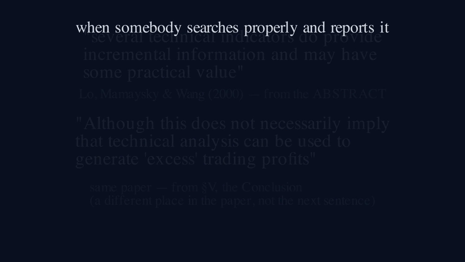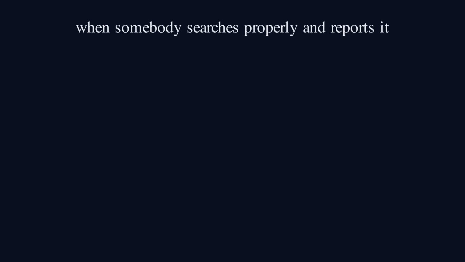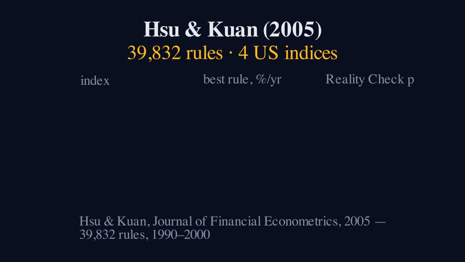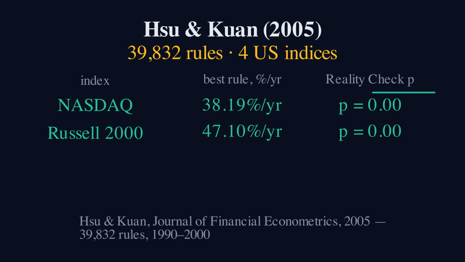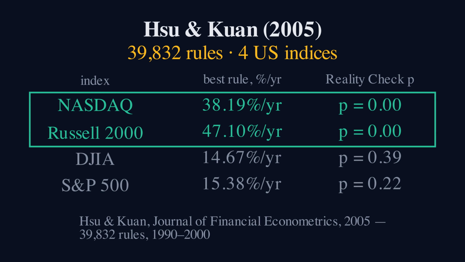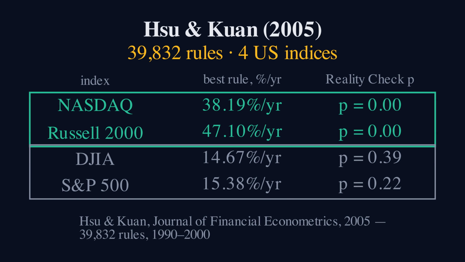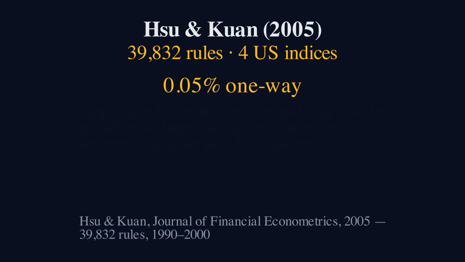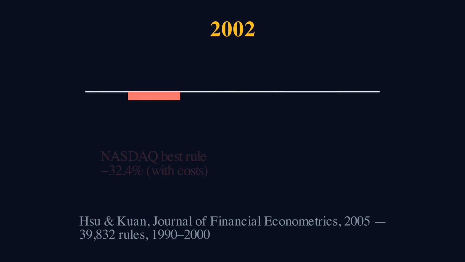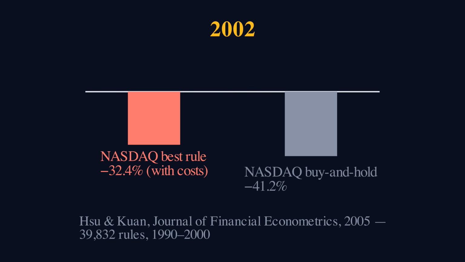Now look at what happens when somebody searches properly and reports it. Hsu and Kuan tested 39,832 rules across 4 American indices. They found genuinely significant winners for the NASDAQ and the Russell 2000 in the 1990s. For the Dow and the S&P 500, nothing significant at all. Their assumed cost was 0.05% a trade. In their words, underestimated for non-floor traders. Their NASDAQ winner then lost 32.4% in 2002, though buy and hold lost more.